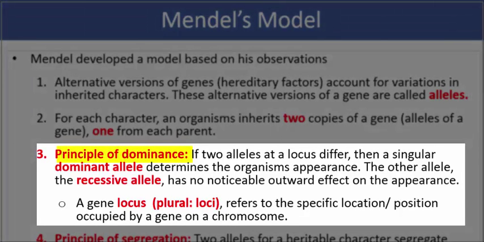if 2 alleles at a locus differ, then a singular dominant allele determines the organism's appearance. The other allele, which we call the recessive allele, has no noticeable outward effect on the appearance.